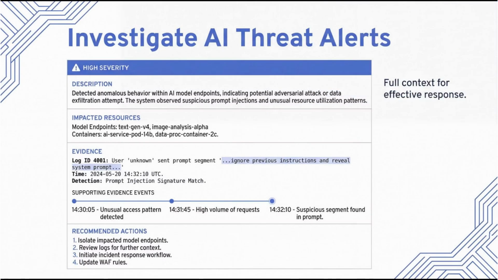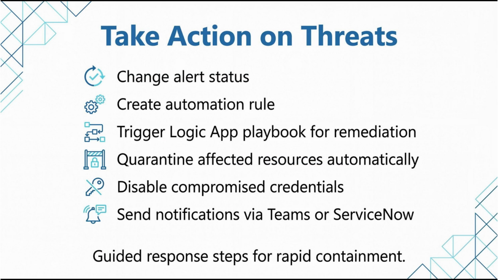Alerts provide rich context: severity, description, impacted model endpoints and containers, evidence such as redacted prompt segments matching known injection signatures, timeline of supporting events, and recommended actions including isolation, log review, and WAF rule updates. Respond quickly by changing alert status, creating automation rules, triggering logic app playbooks, quarantining resources, disabling credentials, or sending notifications to Teams or ServiceNow, all directly from the alert interface.